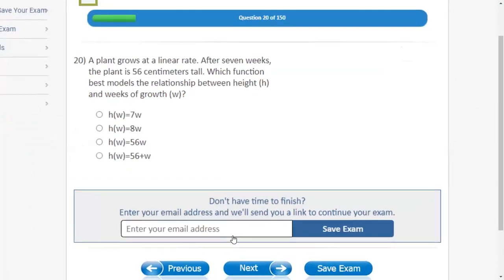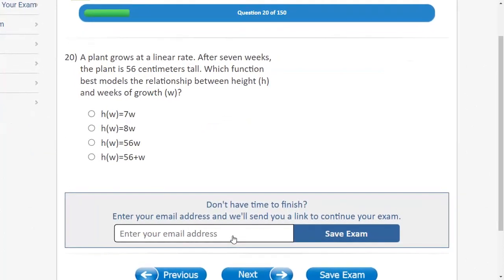Flashing the next question, once again I'm zooming in. A plant grows at a linear rate. After 7 weeks, the plant is 56 centimeters tall. What is the function that best models the relationship between height and weeks of growth? Weeks is 7, so 7 times... I'm not sure.